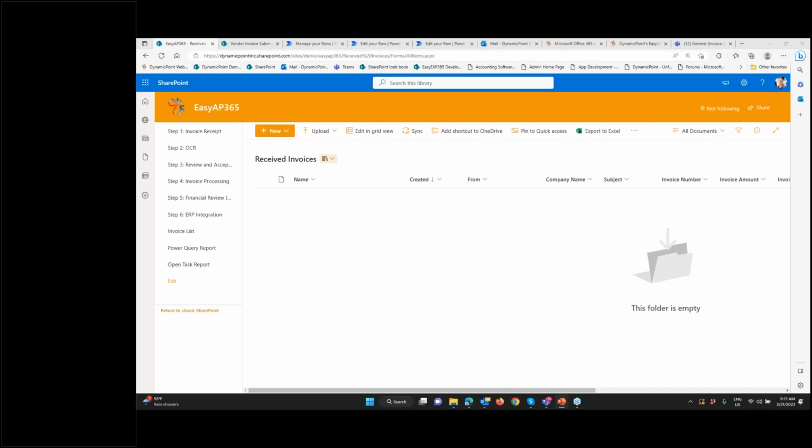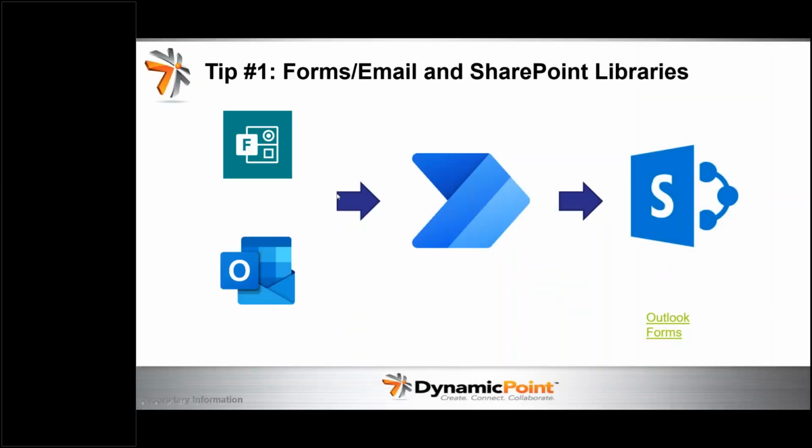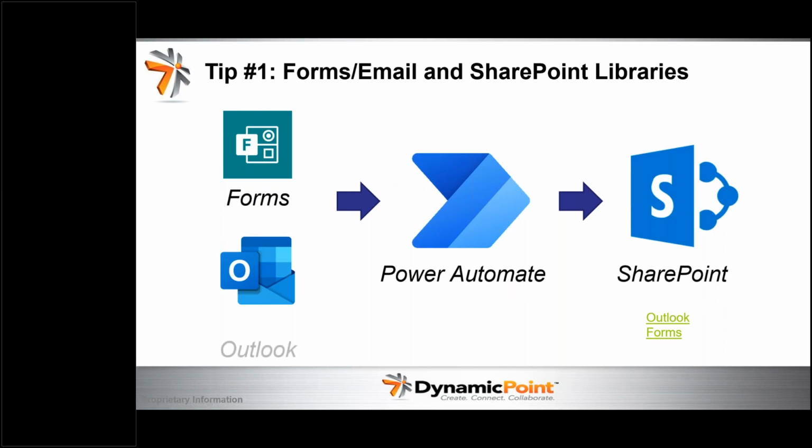So let's talk about this from a technical perspective, right? What I'm saying, tip number one, is I could use Power Automate to monitor inboxes and bring those invoices directly into SharePoint, and then of course later perform OCR. So the first one I showed you was Outlook, right? That came into an inbox, Power Automate picked it up, and then it was stored in SharePoint.